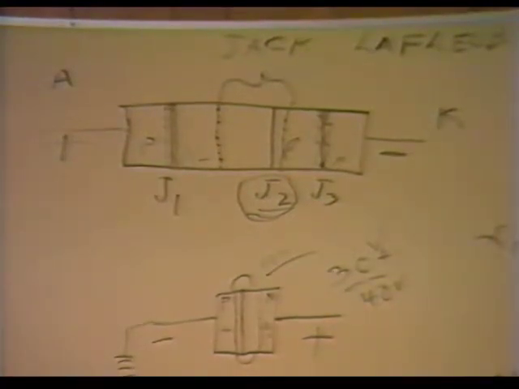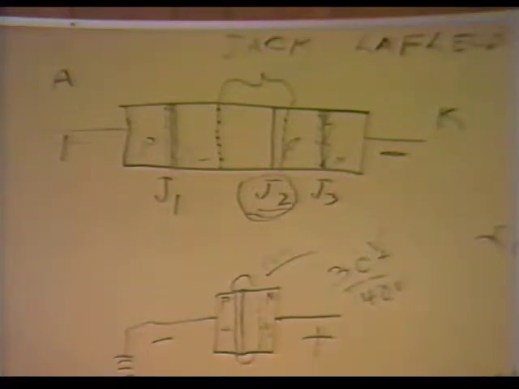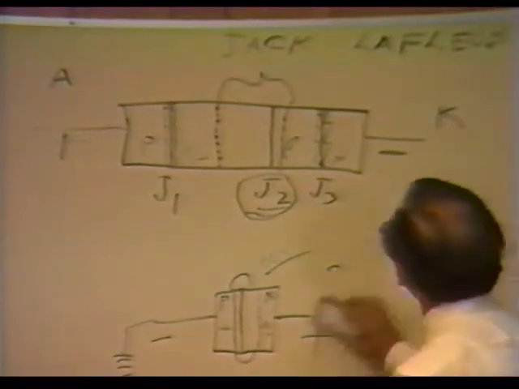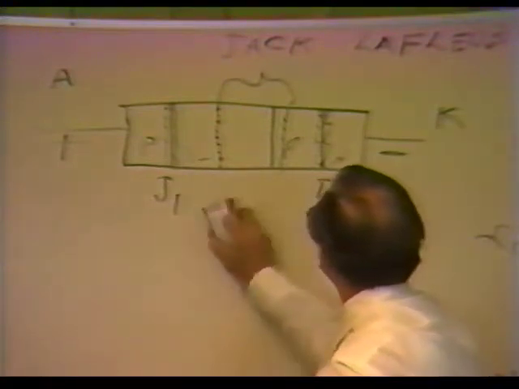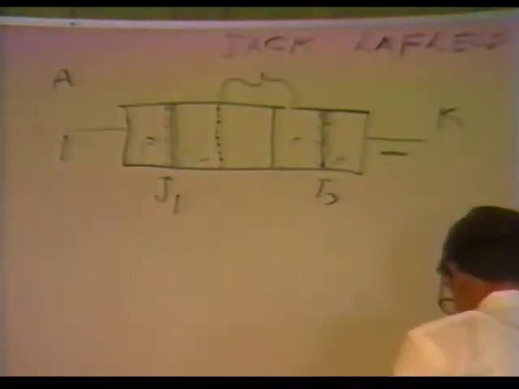Okay, let me see where I am again. Okay, a quick explanation now as to what happens, again, with holes and electron pairs when we turn on a junction. Let me get this straightened out just a minute, and away we'll go.